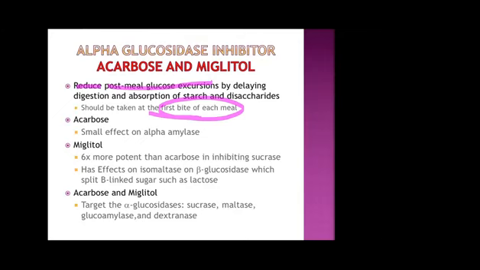Medyo gets nyo ba yung logic kung bakit sa unang subo siya iti-take? Or kailangan natin explain? Sa tingin nyo, bakit siya at first bite? Okay, explain natin. Pag sinabi nating taken at first bite of each meal, dapat sa unang subo ng pagkain, iinumin yung gamot. Bakit? Ang binablock ng alpha-glucosidase inhibitor, yung enzyme na magsisimplify ng sugar.